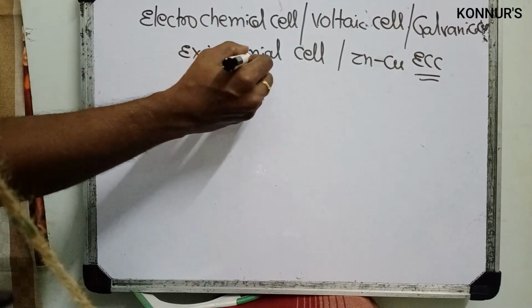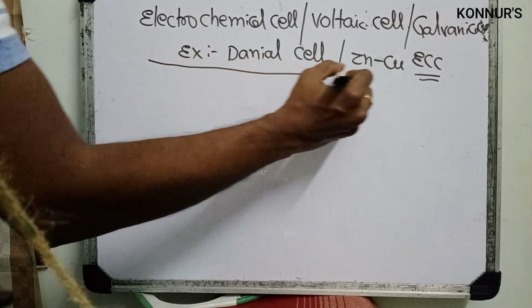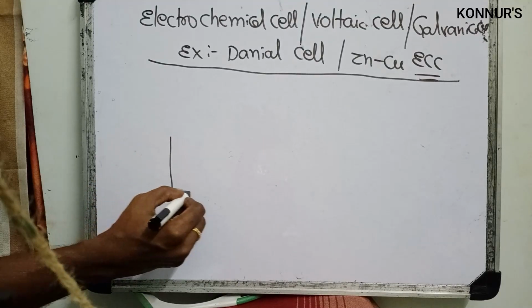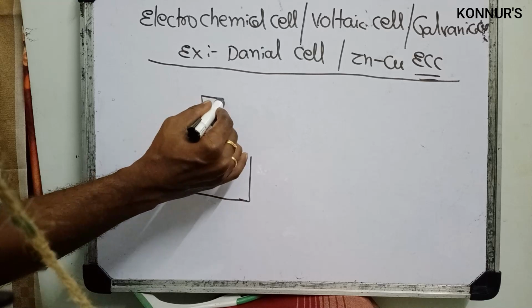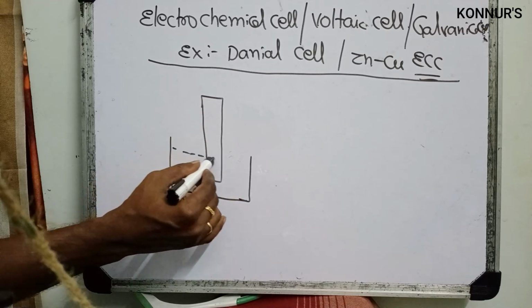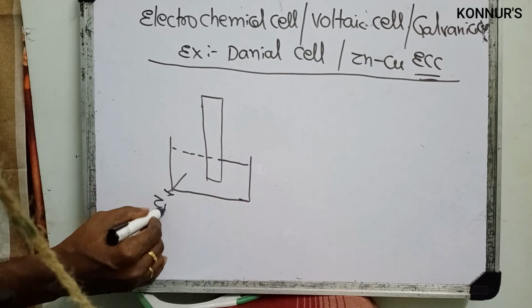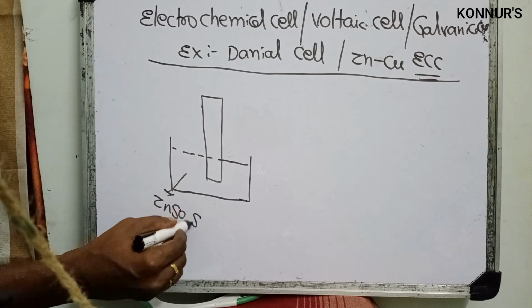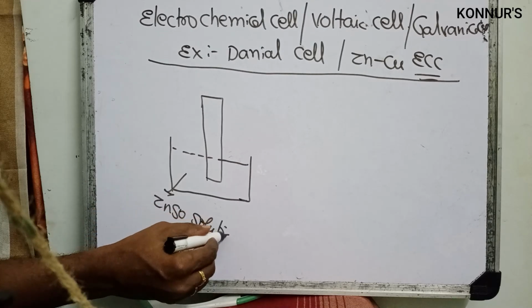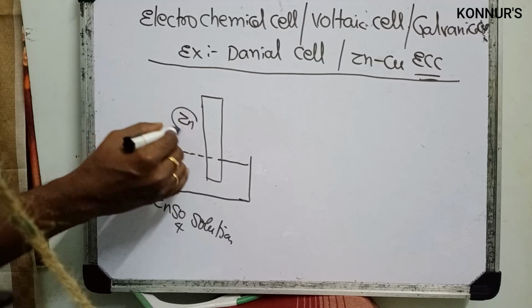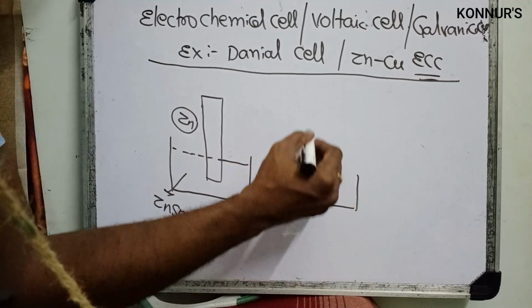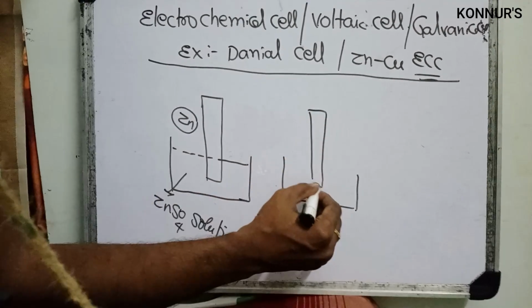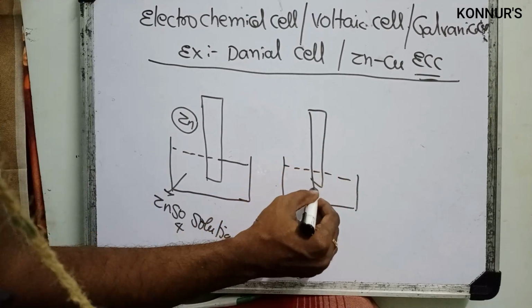This example we will discuss here. We are taking a zinc rod dipped in zinc sulfate solution. Next, a copper rod, which is dipped in a copper sulfate solution.